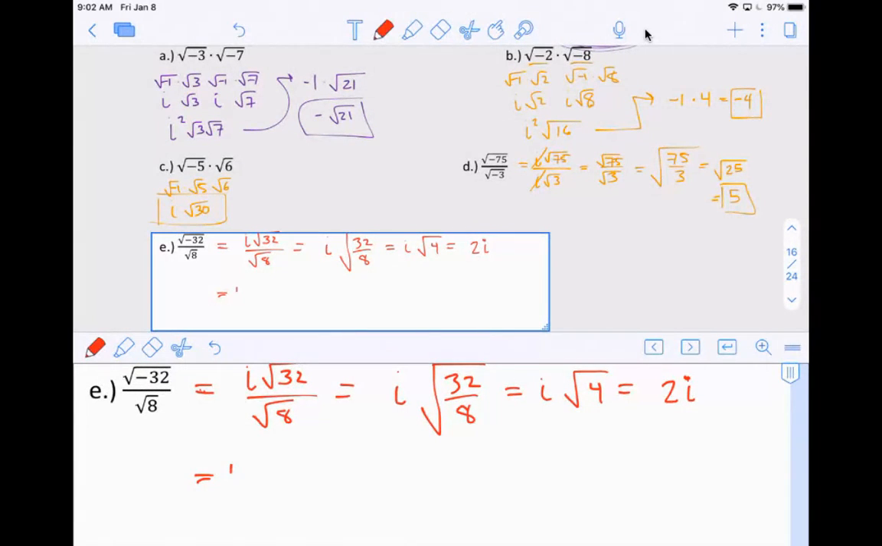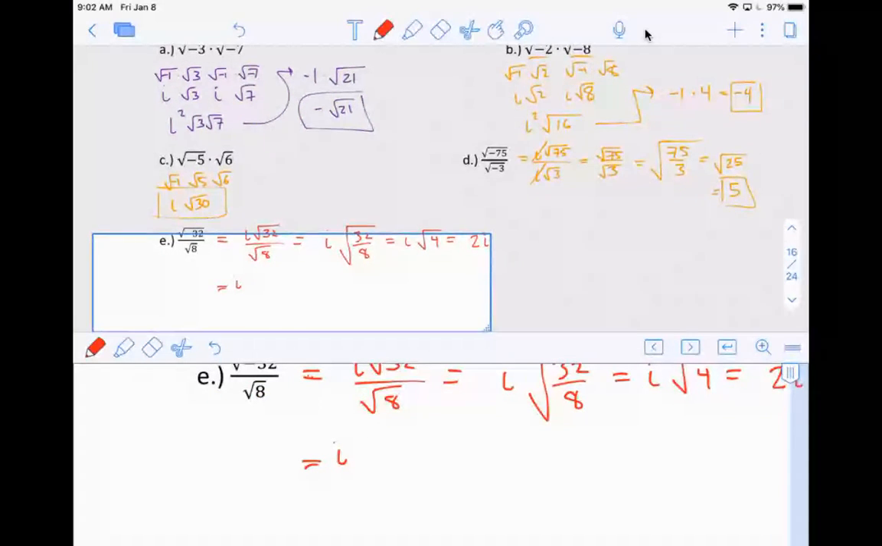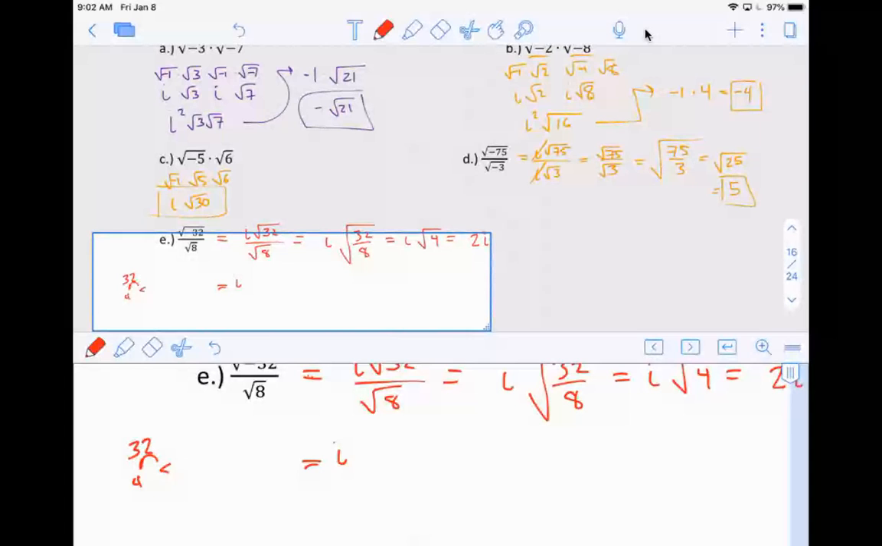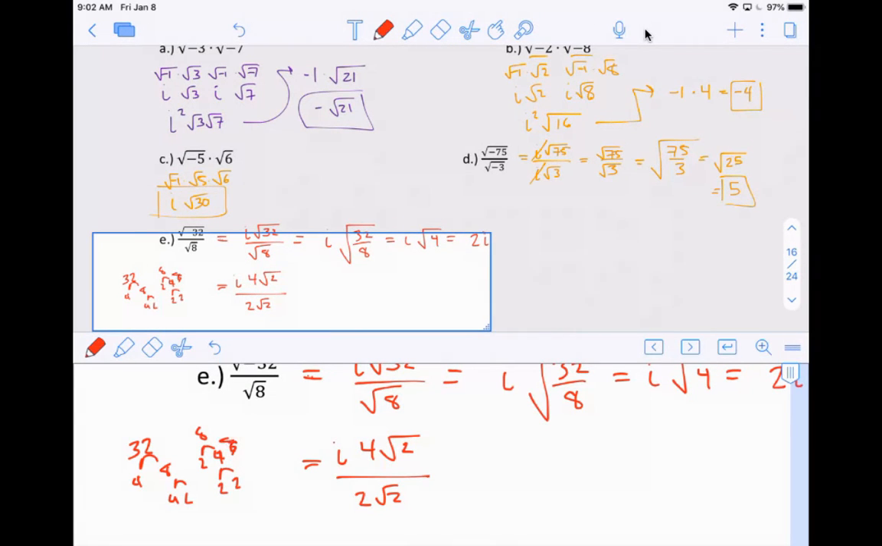Okay, that was not my only option, though. I could have left the i. If you weren't comfortable taking that i out, you could take 32 and simplify it. 4 and 8, 4 and 2. So 4 root 2. Over square root of 8 is 2 root 2 via the same method. 2 and 2 and 2. We end up seeing a pair of 2's, and then these 2 would reduce to a 2, and these 2 would cancel out altogether. And again, we see a 2i. All right, either way is totally fine.